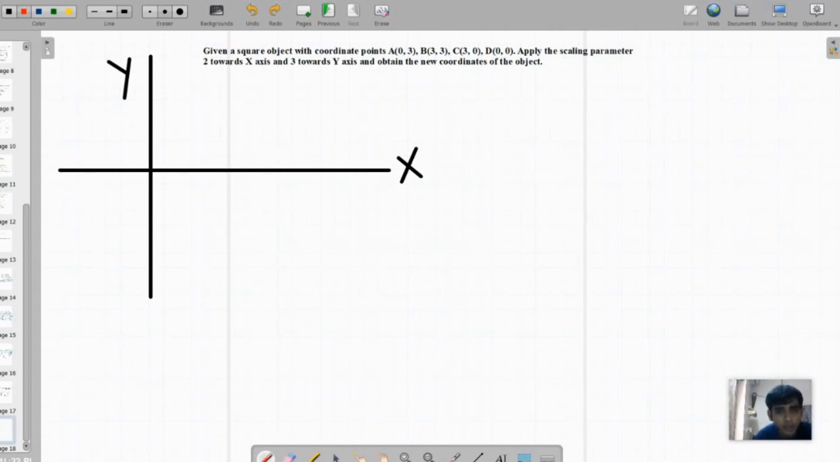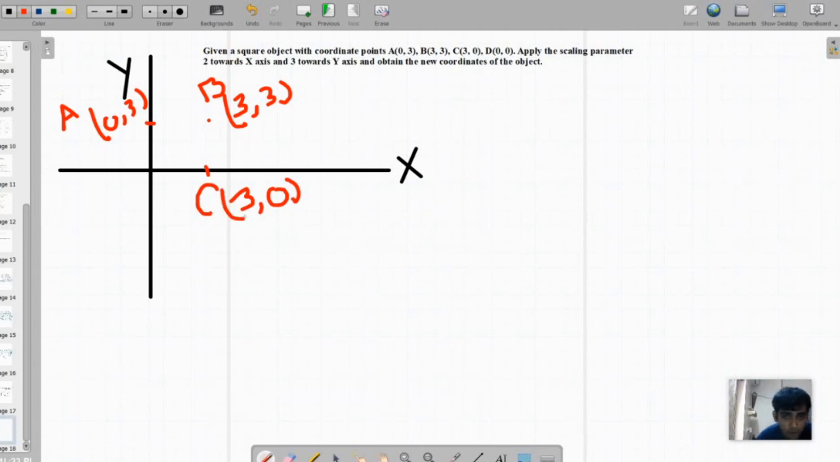Please be with me. A is 0, 3. So it will be here, 0, 3, and it is your A. Then you have your B. It is at 3, 3. Then you have C, which is at 3, 0. The 3, 0 point should lie on the x-axis. So here is your 3, 0 point plotted onto our xy two-dimensional Cartesian coordinate system.